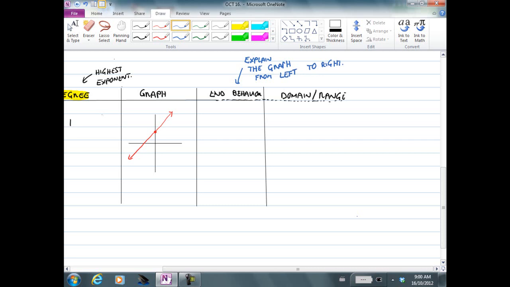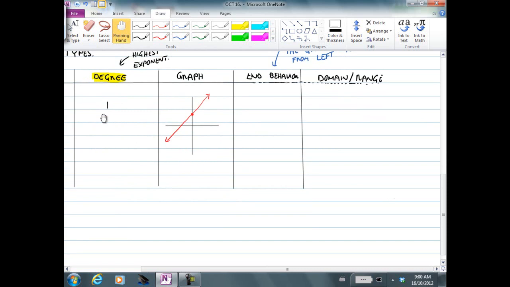That's what it means. Explain the graph from left to right. If I look at the graph left, it starts right here. You got to know how to label your quadrants. This is quadrant 1. This is quadrant 2. This is quadrant 3. And this is quadrant 4.